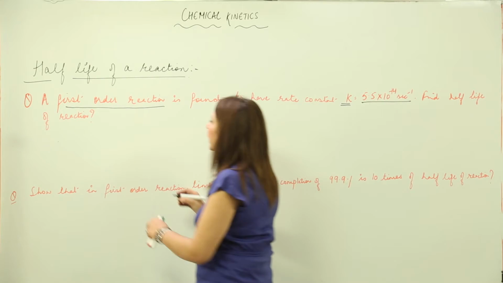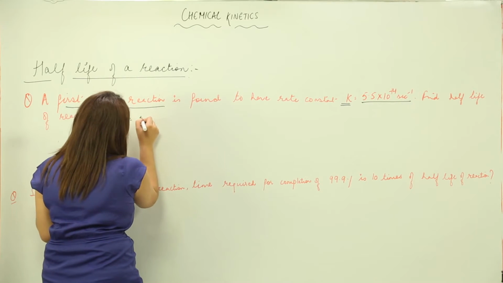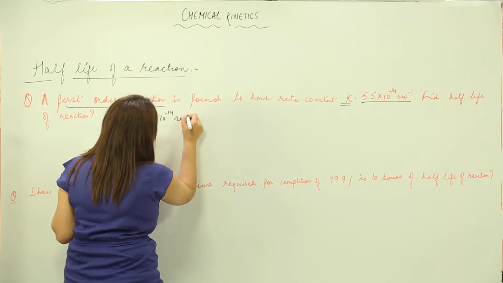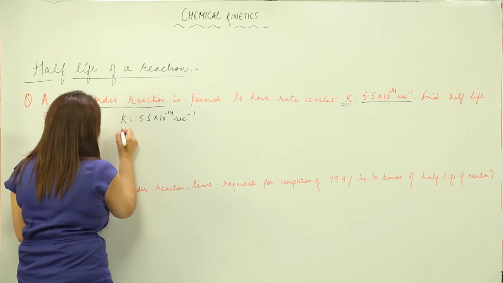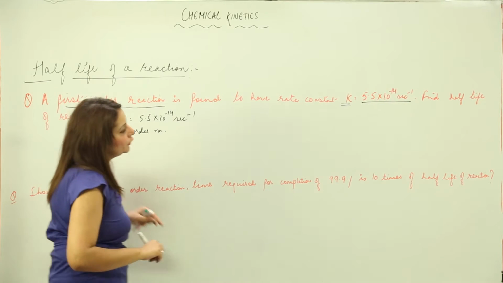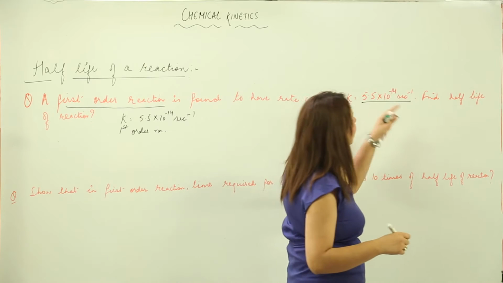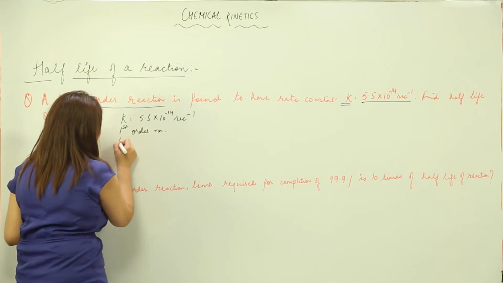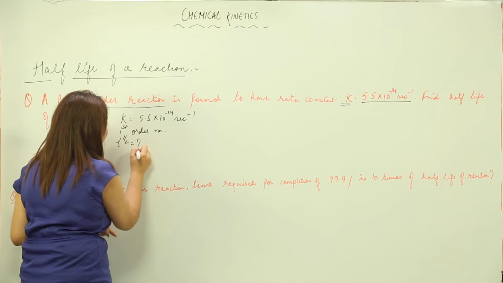So it is given that K is equal to 5.5 into 10 raised to power minus 14 per second, and it is also given that it is a first order reaction, right? Next, we are asked to find the half life of the reaction. That means we need to find the half life period.